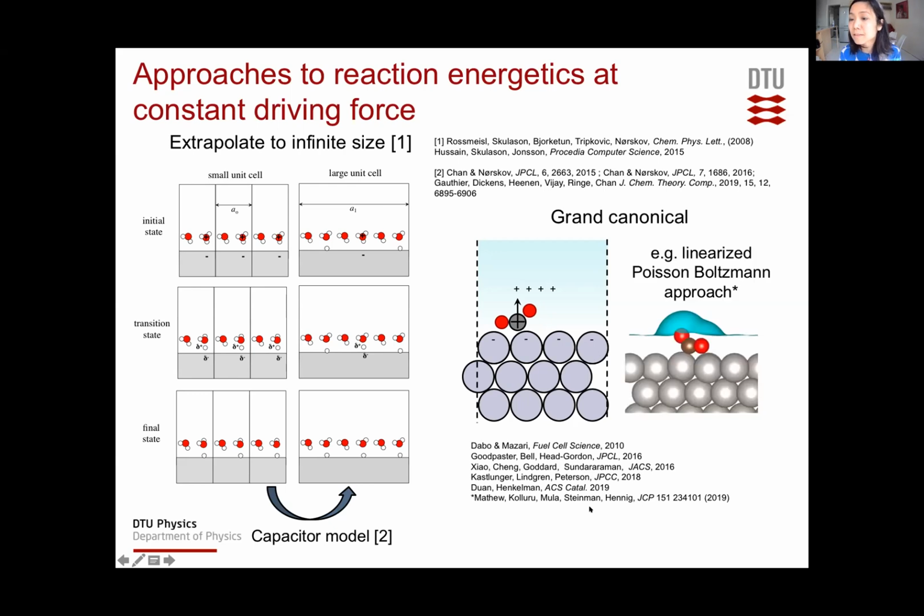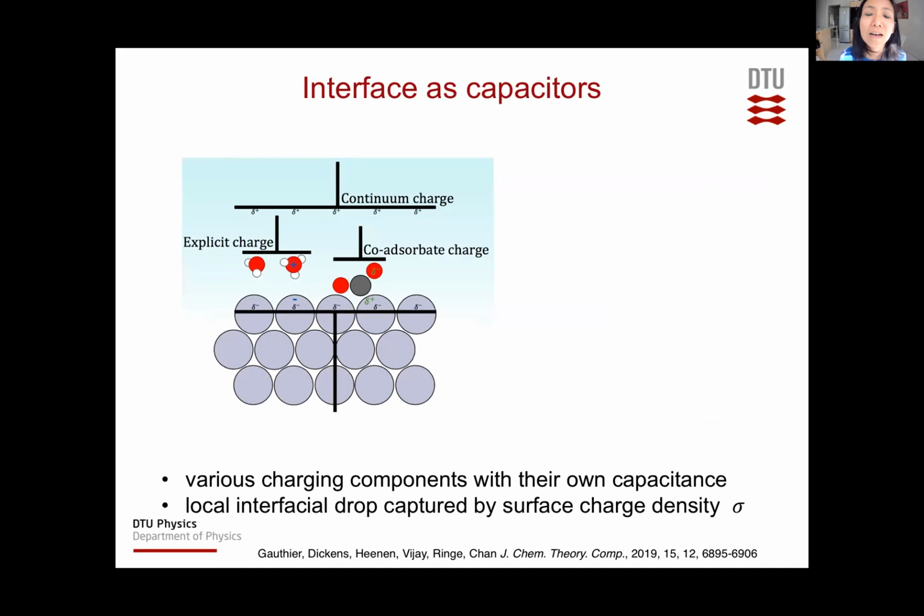And as an example here, this is a charge density isosurface that would correspond to a linearized Poisson-Boltzmann approach according to the VASPsol package that was developed in Richard Hennig's group. And so all of these methods would beg the question, are the methods equivalent, or when are they equivalent? And I think to answer this question, it is very useful for us to think electrostatically of the different charging components that are possible at the interface.